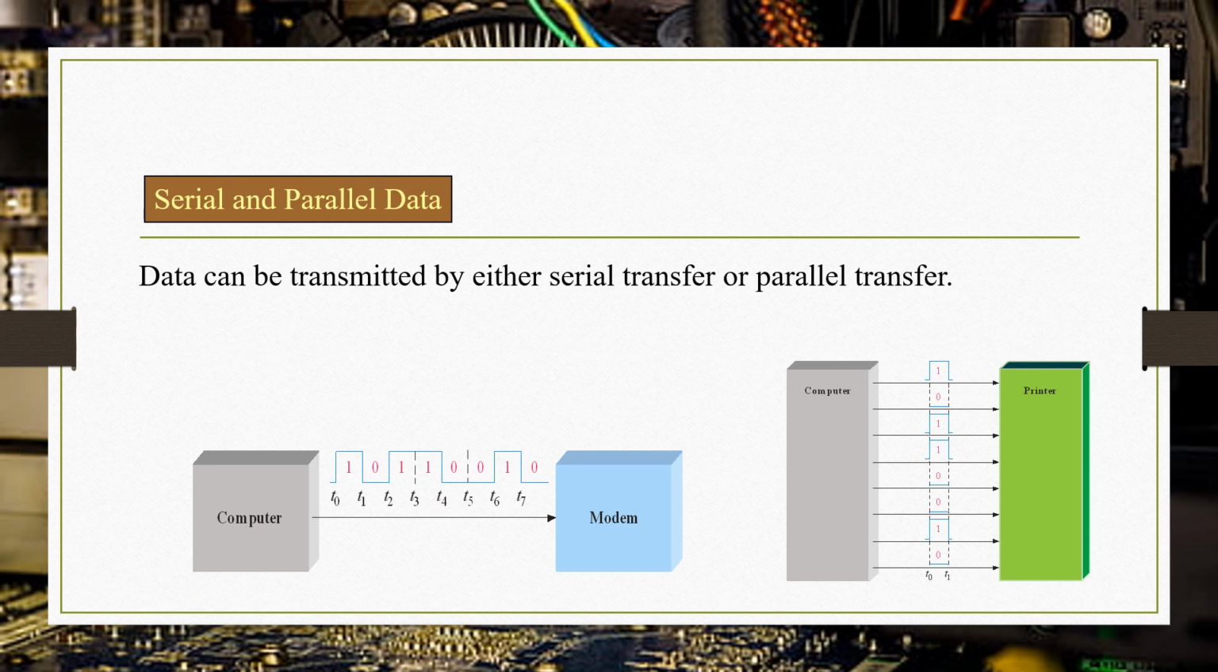But in the case of parallel transfer, we have many parallel lines to transmit the data. To transmit 8-bit data, we have 8 different parallel lines from the computer to the printer. All the 8 bits will be transmitted simultaneously from the computer to the printer. Using these parallel lines, or parallel bus, we transmit the 8 bits simultaneously. That's the case of parallel data transfer.